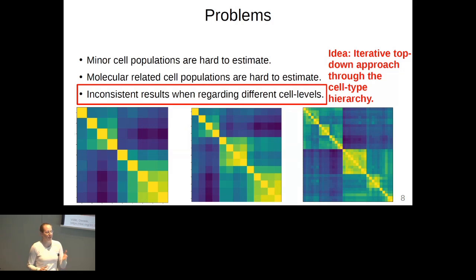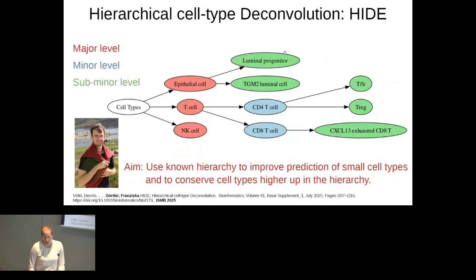This is a work I did with my master student, and this is a small part of the tree, like our real data which use the tree was way bigger, and we see here the major level in red, and for example the T cells are splitting up in CD4 and CD8 T cells. This is the minor level, which then split further up, the CD4 in T follicular helpers and regulatory T cells, which is in the subminor level. Sometimes we don't have a minor level, and it's going directly to the subminor level.